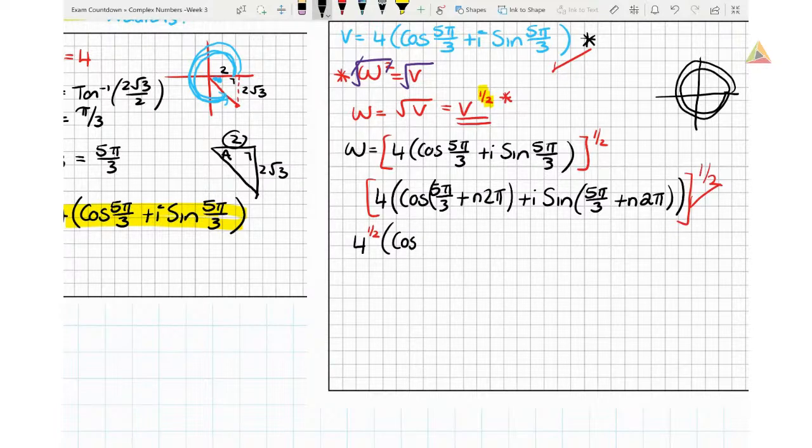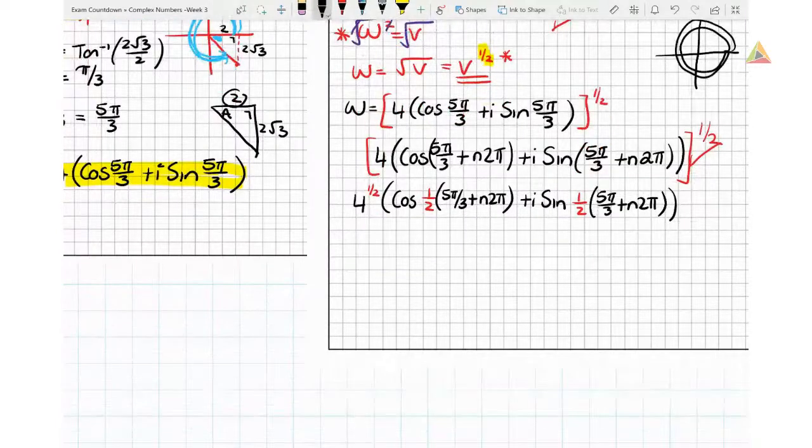And I'm multiplying this whole angle, 5 pi over 3 plus n times 2 pi, I'm also multiplying that by a half. So I'm going to do the same with the imaginary part, plus i times the sine of 5 pi over 3 plus n times 2 pi. And that whole thing needs to be raised to the power of a half. So what I've done in red there is my application of de Moivre's theorem. 4 to the power of a half, well, that's just the same thing as the square root of 4. So that's going to give me 2.